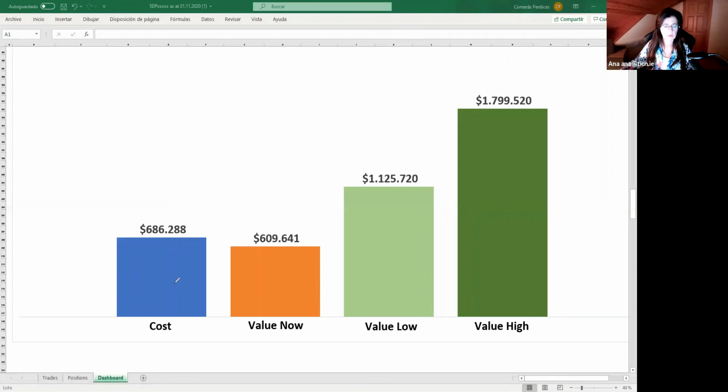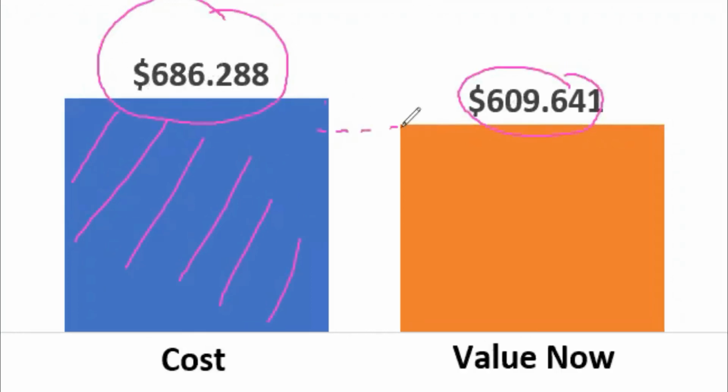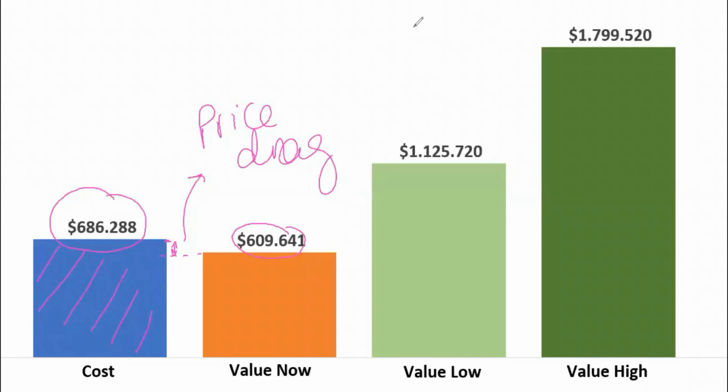In this chart here, we have put together all the shares that we've bought, and the amount of money spent, as we said before, was 686,000. Now the shares are worth 609. Therefore, we're underneath what we paid for them, and this is called price drag, meaning that we are below what we paid for the shares. Again, this is just a photograph. Shares go up and down all the time, and moving forward, the prediction according to Value Line is that all these stocks will trade at higher prices in the future.